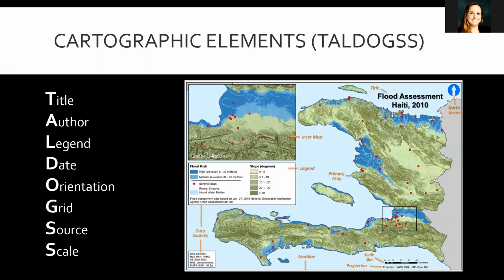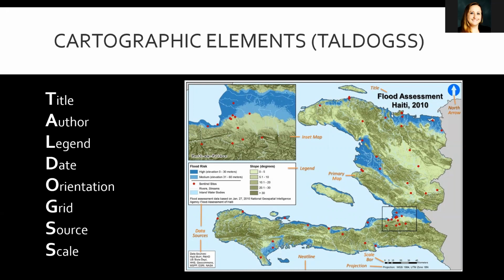Okay, map elements. So you have your title, author, legend, date, orientation, grid, source, and scale. I'd like to start off by saying not all map elements are required in all maps. It definitely depends on where your map is located, whether or not it is a map by itself, or it's in a presentation, or even in a journal publication.